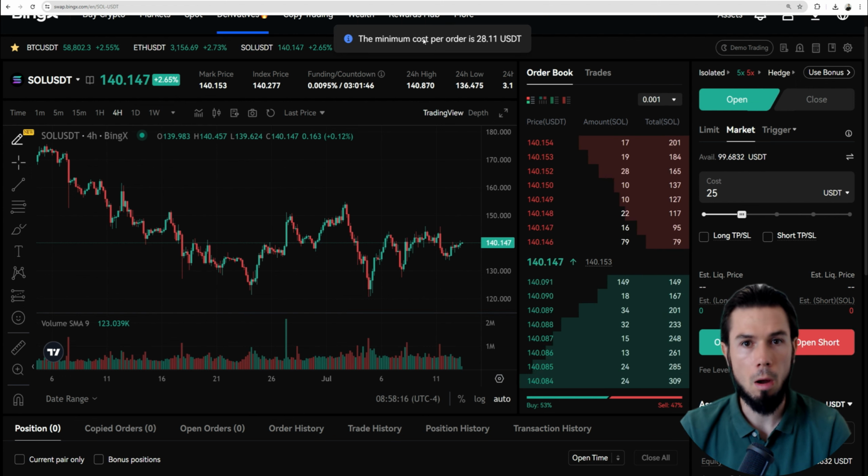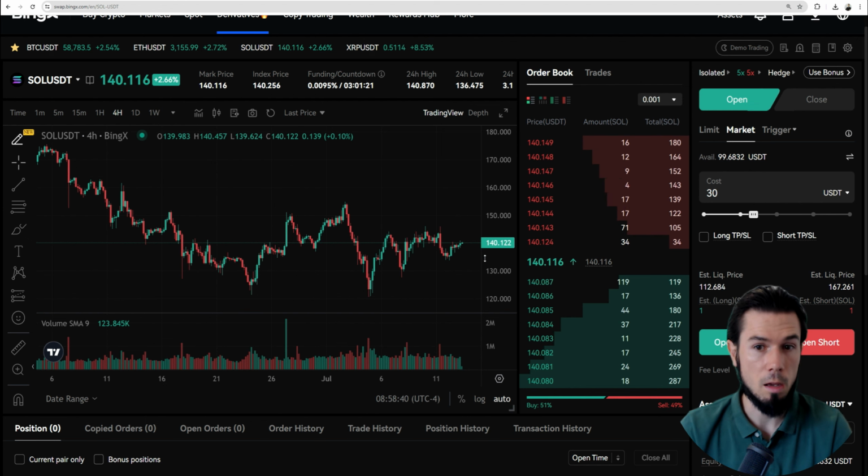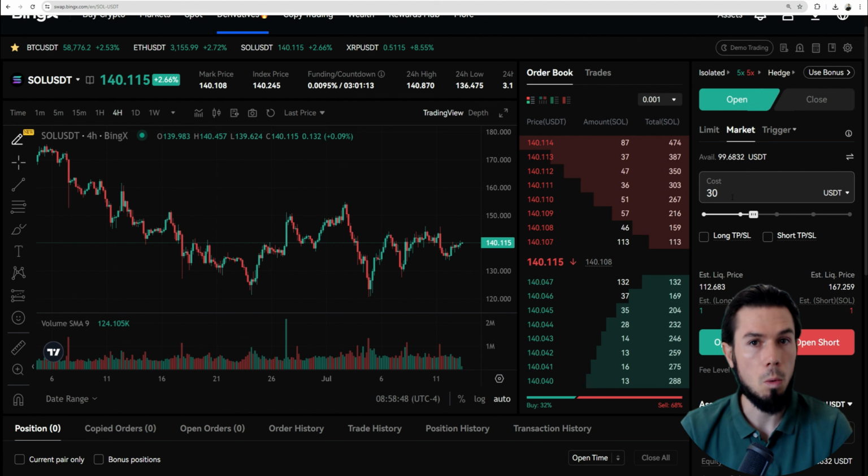Open long, the minimum cost per order is 28.1. Let's take this a little bit higher. Let's put it on 30, right? 30 USDT will be the cost. We are having an estimated liquidation price at $112. It's already showing it live, which means that if I open this position and the market from $140 goes to 112, my position of 30 USDT will be liquidated. A liquidation means that I'm gonna lose my $30 if I am on an isolated margin mode.